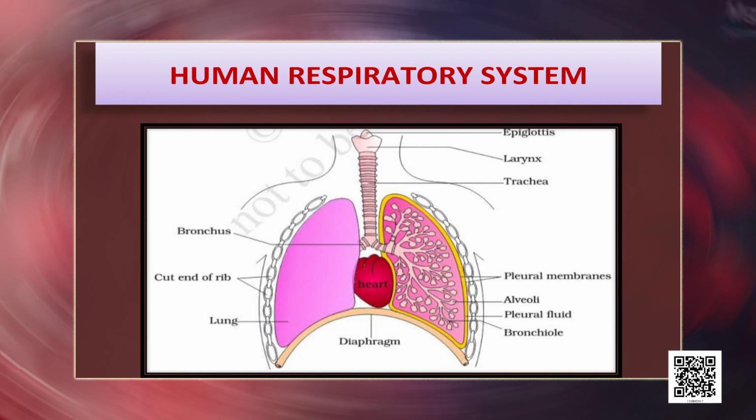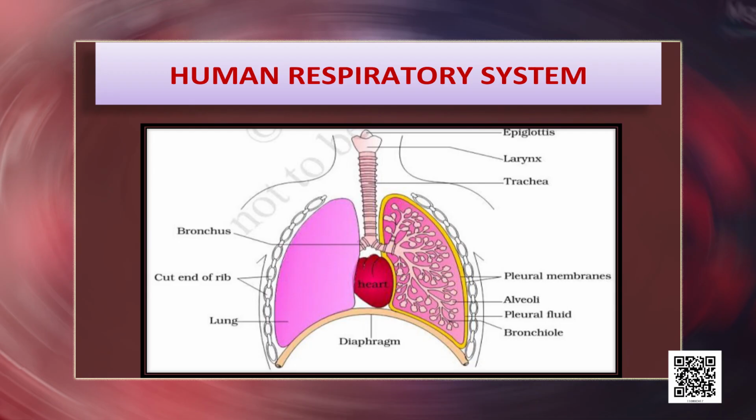The pleural fluid lubricates the pleural membrane so that they may slide over each other without friction during breathing. This ensures the mobility of the lungs inside the chest. The thoracic cavity is an airtight chamber. At the back, the vertebral column or backbone is present.